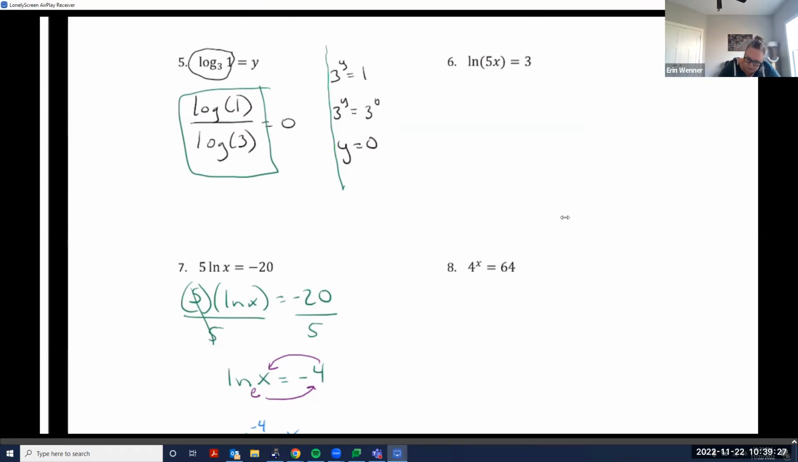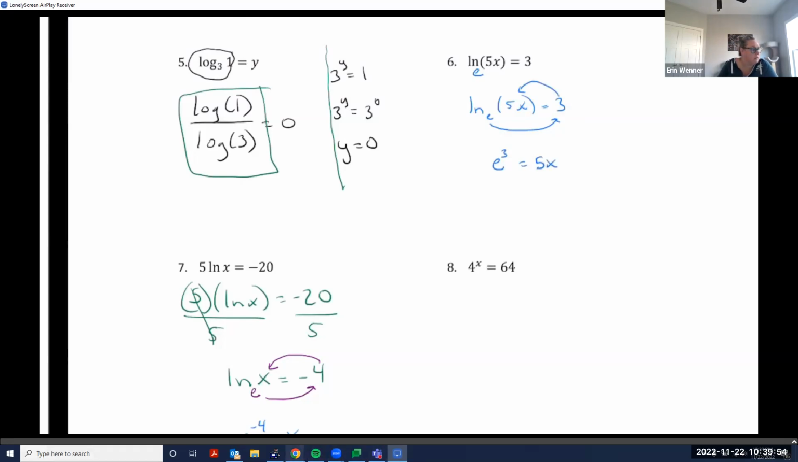So if I remind myself, there's a base e here, right? And when we don't see one, we know with ln, there's base e. So I'm going to do e to the 3rd equals 5x. So in order to solve for this, we're going to want to evaluate what e to the third is.